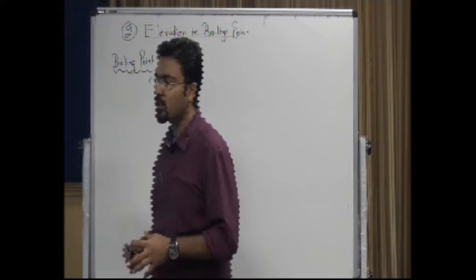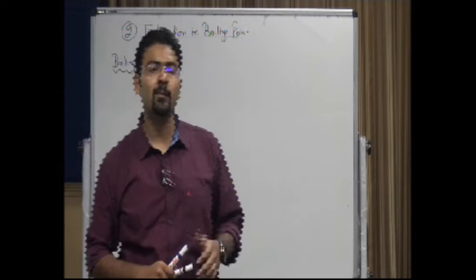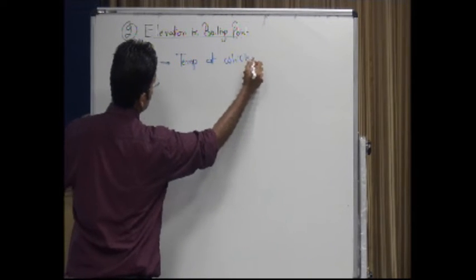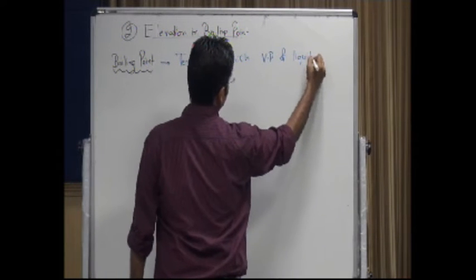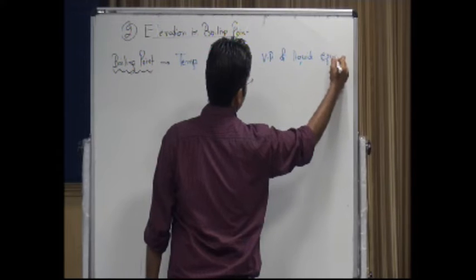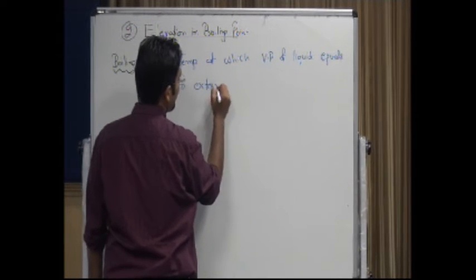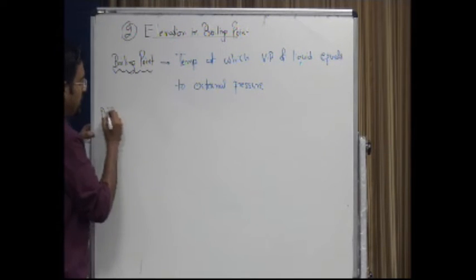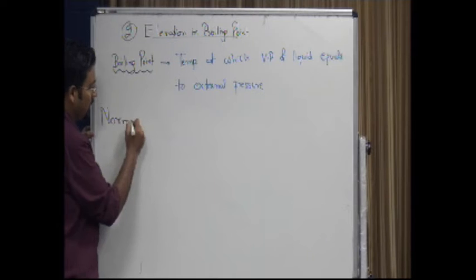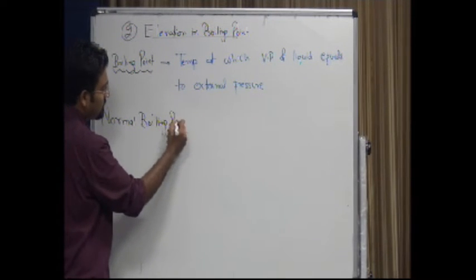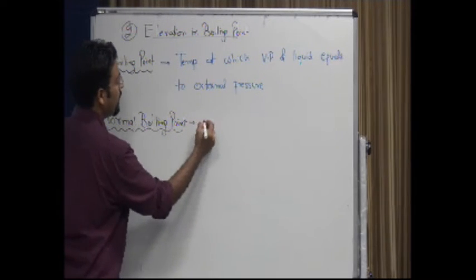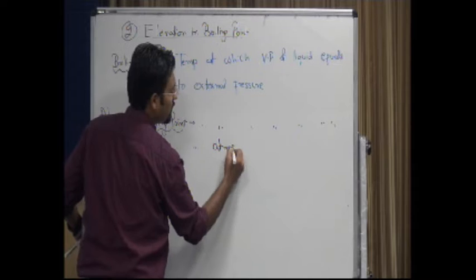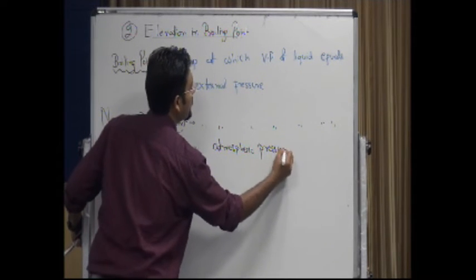It is the temperature at which the vapor pressure of the liquid becomes equal to the external pressure. So boiling point is the temperature at which vapor pressure of liquid equals external pressure. Right? There's something more to it. There's one thing called normal boiling point, or in a way standard boiling point. For normal boiling point and standard boiling point, everything is the same: the temperature at which vapor pressure of liquid equals atmospheric pressure, which is taken as 1 atm.